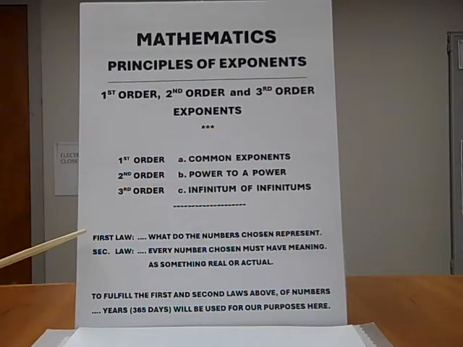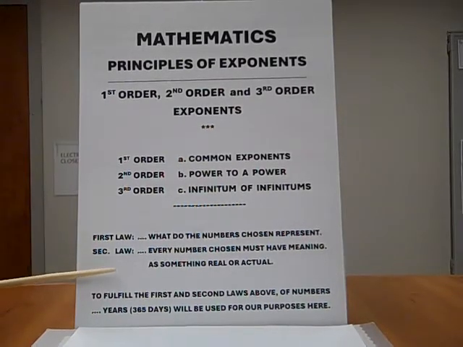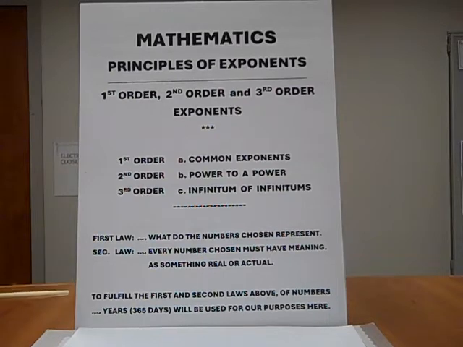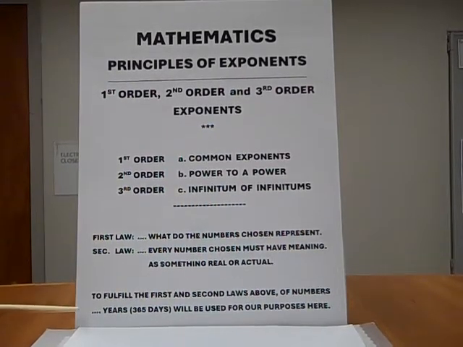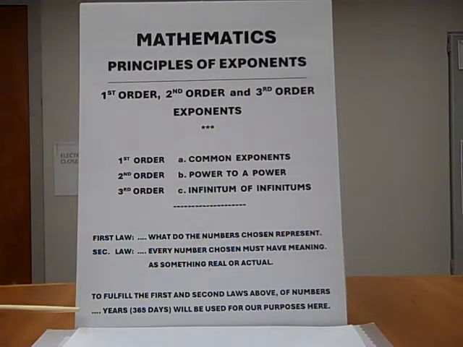The first law of numbers is, what do the numbers chosen represent? The second law, every number chosen must have meaning as something real or actual. And to fulfill the first and second laws above of numbers, years, Y-E-A-R-S, 365 days, will be used for our purposes here.